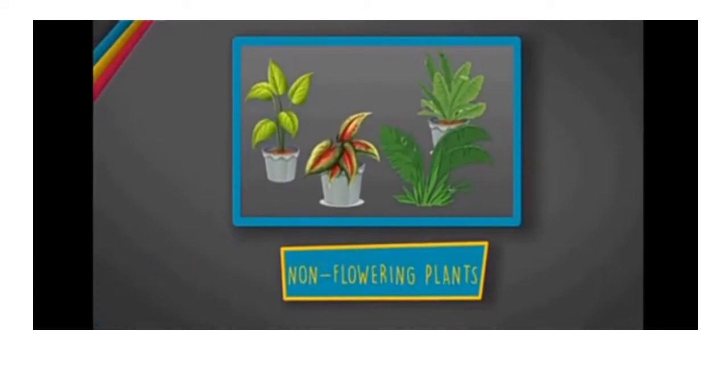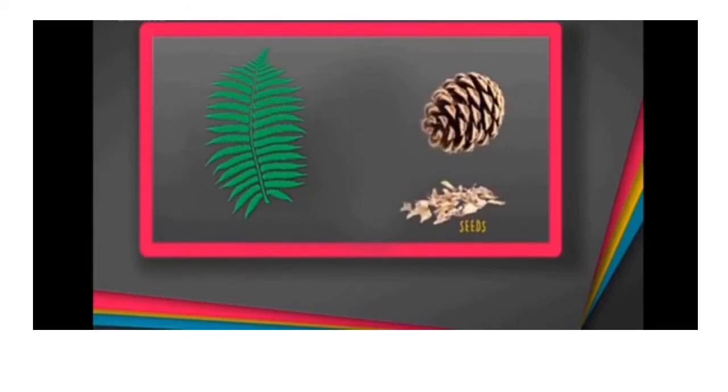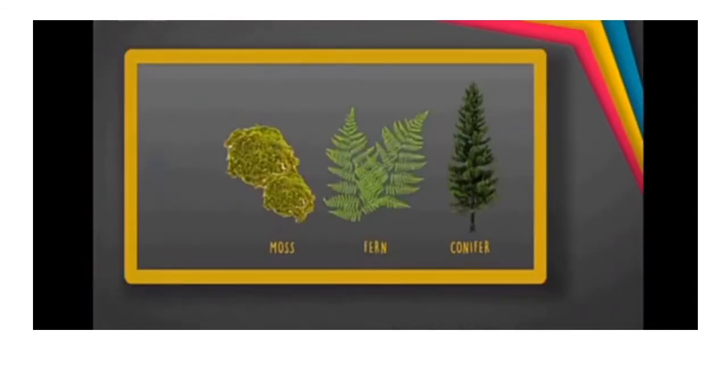Non-flowering plants. The plants which do not bear flowers are called non-flowering plants. It means they have no flowers as reproductive organs. They reproduce by spores and also by seeds that develop in their cones. Examples of non-flowering plants are conifers, ferns, and mosses.